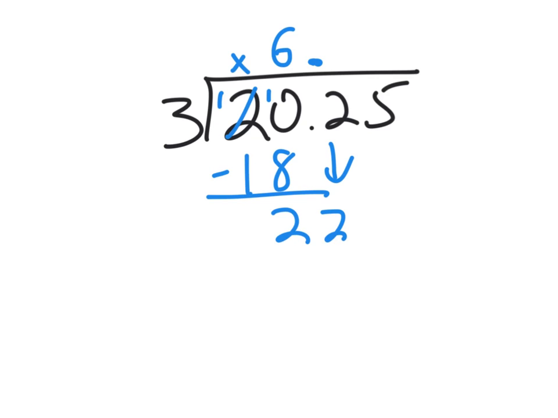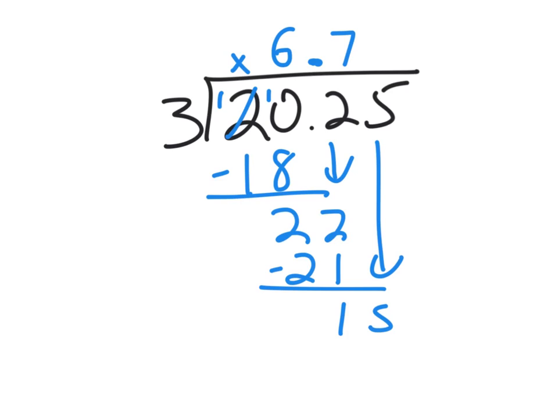3 goes into 21 7 times. 7 times 3 is 21. Subtract. Get 0. Bring down the 5. 3 goes into 15 5 times. 5 times 3 is 15. Get 0, and I am done. $6.75, or 6 and 75 hundredths, is how you can divide $20.25 equally amongst 3 people. So the division doesn't change. You just put the decimal in the answer.